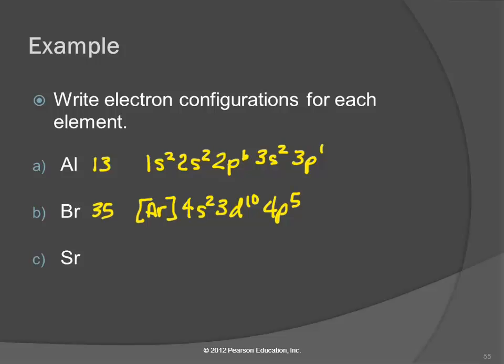And then strontium. We definitely want to use the noble gas shorthand for strontium. Krypton. You can use krypton for that. So it's krypton, but plus what? This is where doing it off the periodic table is so much easier. The first row is 1s, the second period is 2s, 3s, 4s, 5s. So this is krypton plus 5s2.